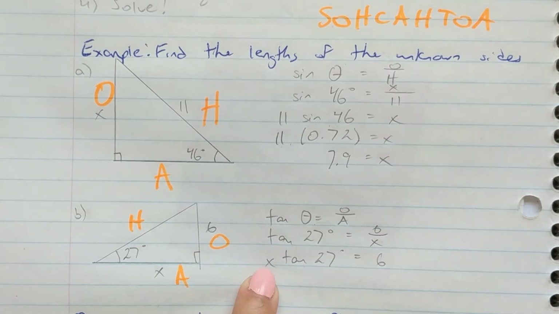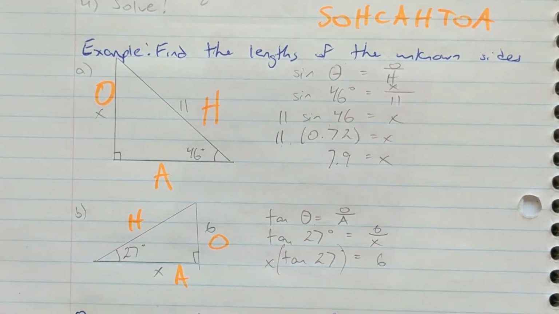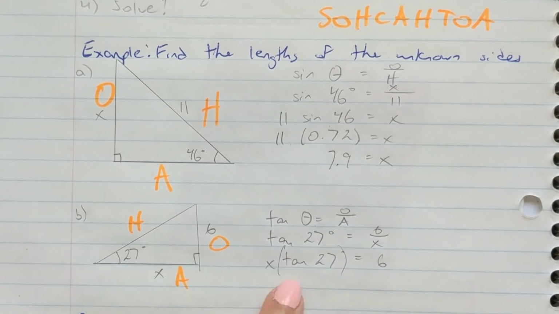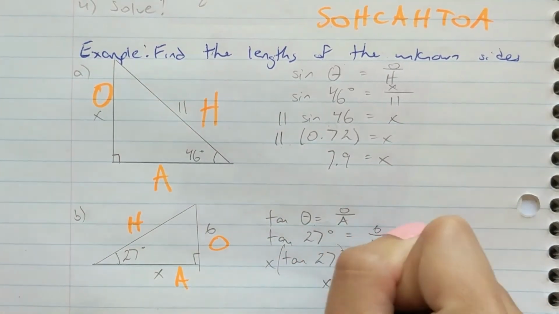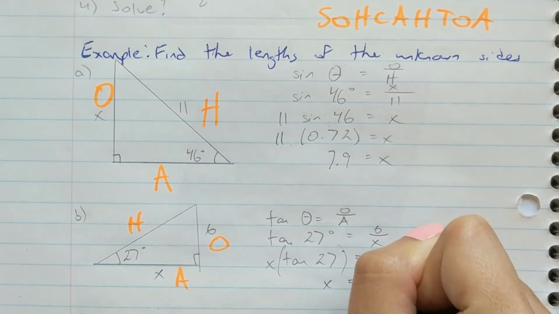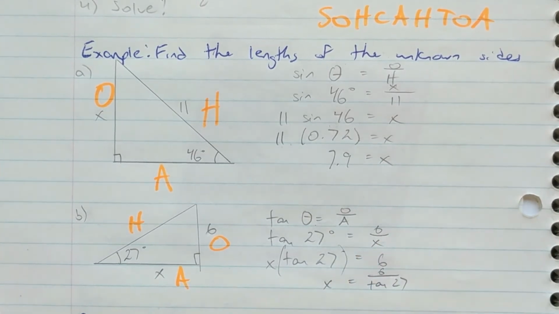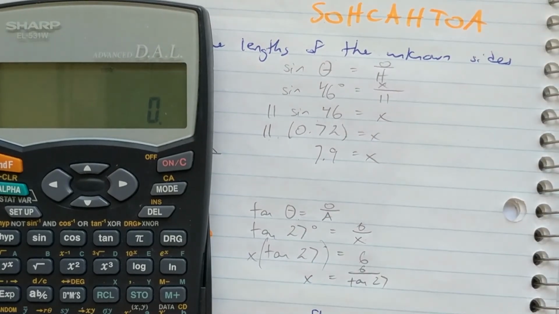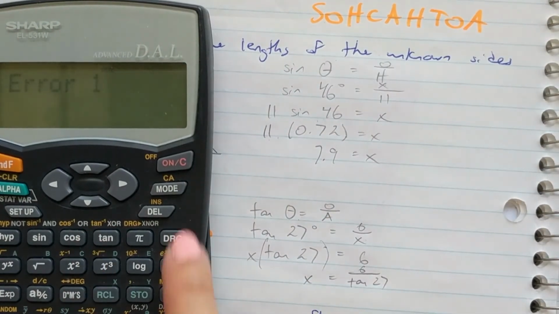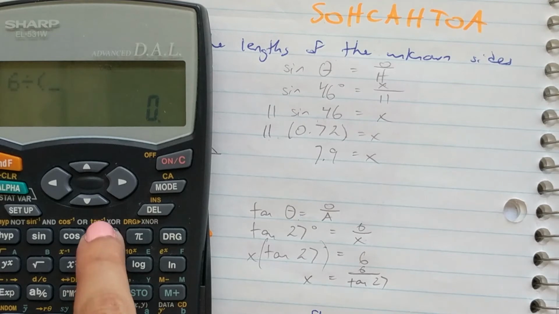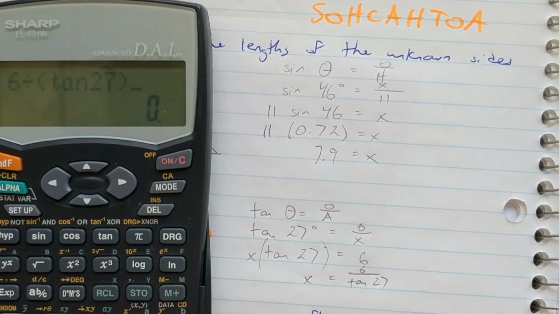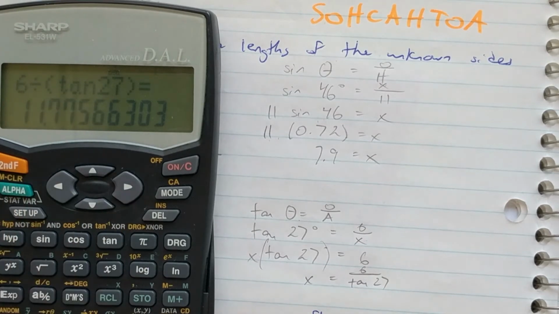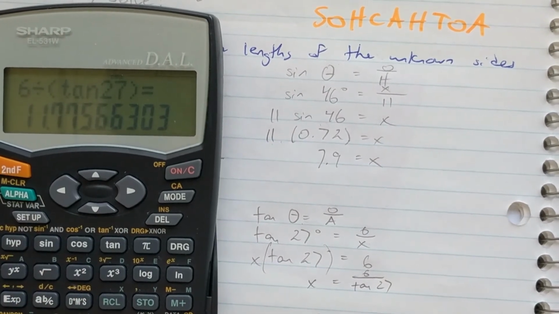And then in order to isolate x, I'm going to divide everything by tan 27. That has to be kept together because we know eventually it's going to become a number. So x is going to be equal to 6 divided by tan 27. I can do that straight on my calculator. 6 divided by tan 27 is equal to 11.77 and then a whole bunch of numbers. So I'm just going to round that to 11.8.